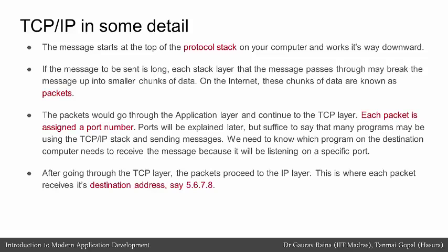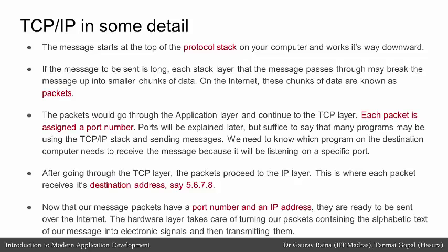After going through the TCP layer, the packets proceed to the IP layer, and this is where each packet receives its destination address, for example 5.6.7.8. And now that our message packets have a port number and an IP address, they are ready to be sent over the internet. The hardware layer takes care of turning the alphabetic text of our message into electronic signals and then transmitting them.